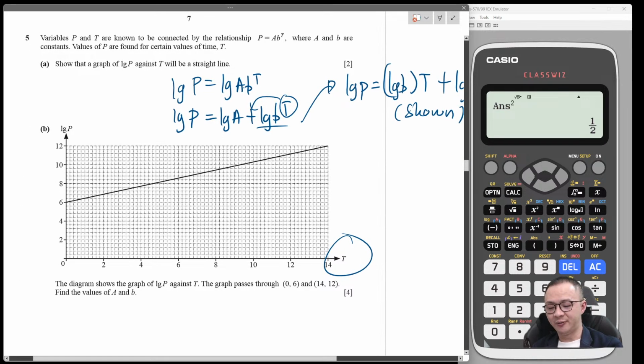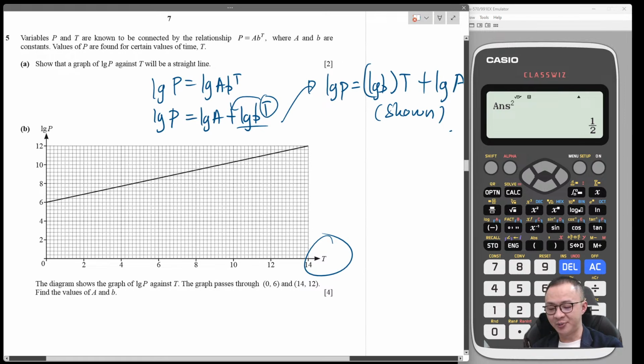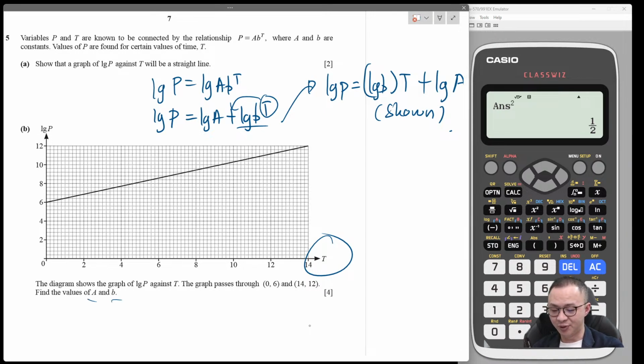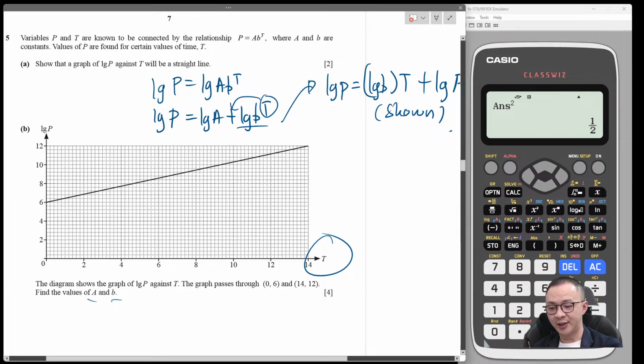Based on whatever I showed above, they asked me to find a and small b. And then they tell me the line passes through these two coordinates. Obviously, I can easily see the coordinates there.